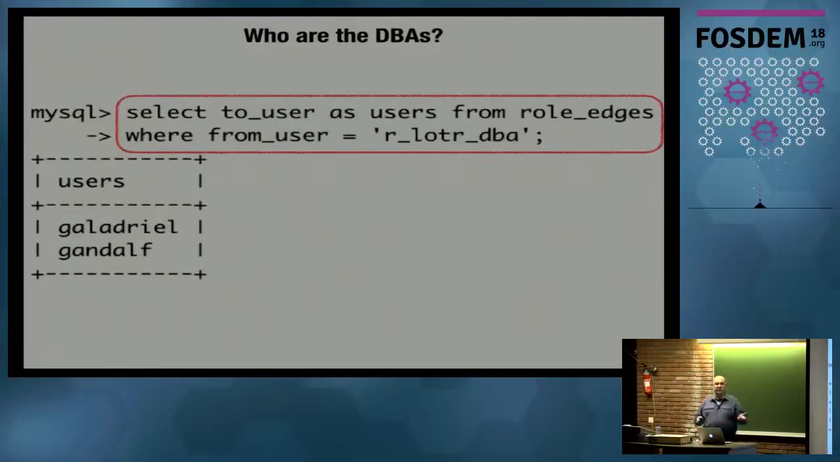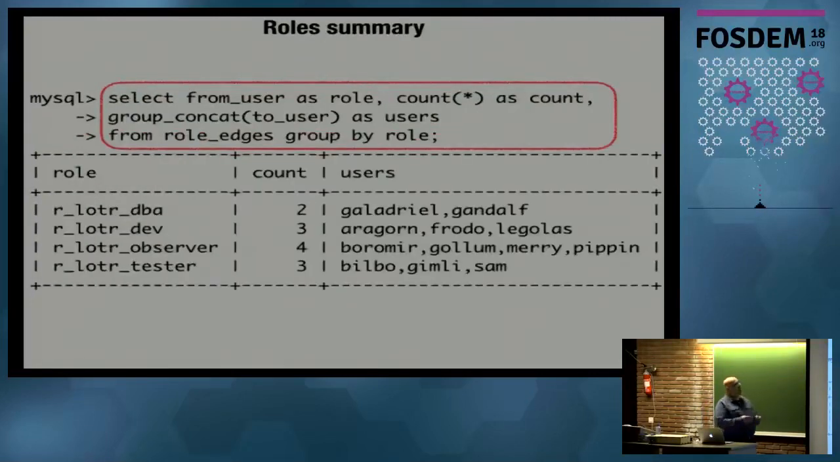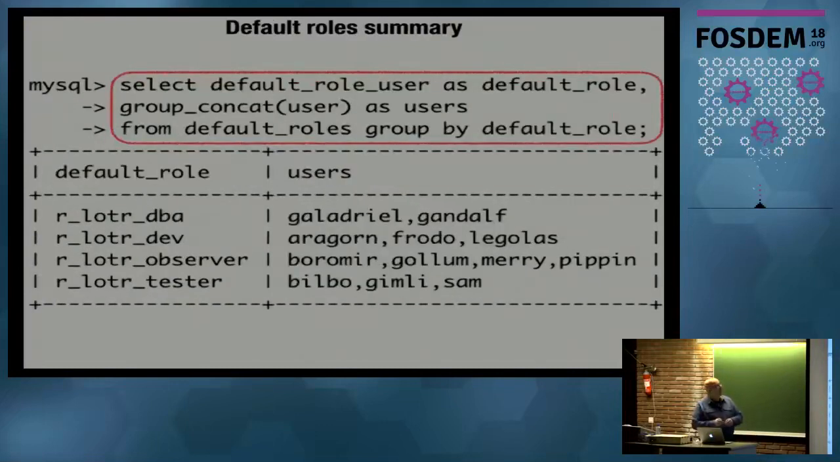And then you can use specific queries to see which users have a particular role. For example, the DBAs are Galadriel and Gandalf. The developers are Aragorn, Frodo, and Legolas. And then you can use those tables with regular SQL to see how many DBAs you have, how many developers, how many observers and testers. Similar query.